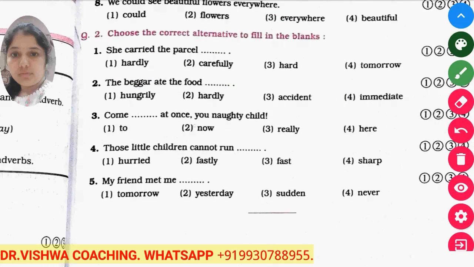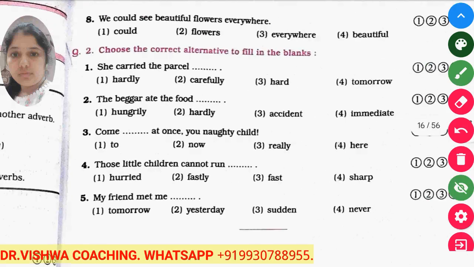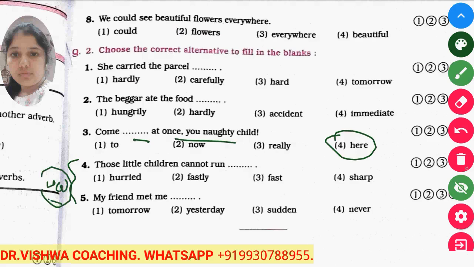Choose: come dash dash at once, you naughty child. So, to, now, really, here are the given options. So here the correct adverb is here. Come here at once, you naughty child. Fourth and fifth, you try at home.